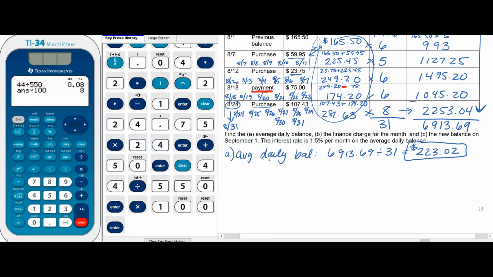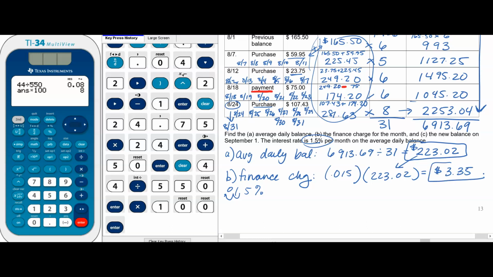So the next step, B, is the finance charge for the month. The finance charge is going to be the percentage rate, which is 1.5%. 1.5% as a decimal would be 0.015, times the average daily balance, which is the number that we found on the previous step. And you end up getting $3.35. That's the finance charge.